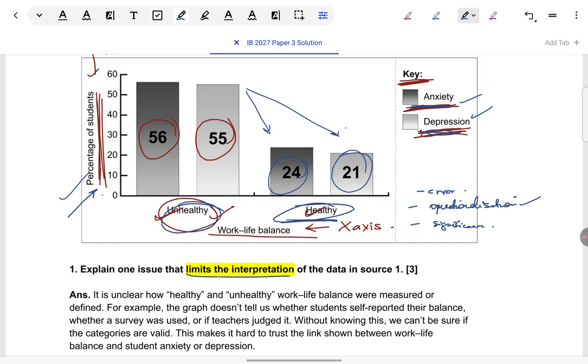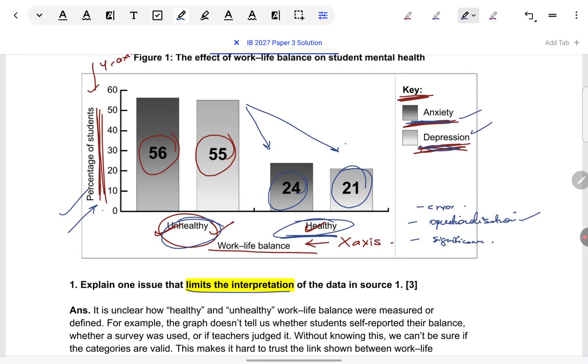Overlap and error bars can be a little confusing for some students. If you are writing about it, you could just say something like, if error bars were represented and if there was no overlap between them, then we could be confident that there is a significant difference between healthy and unhealthy groups in terms of anxiety and depression that can be applied to the entire population and is not restricted to only this sample. So you can put it that way.